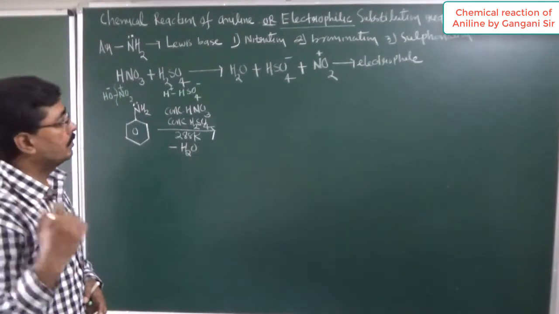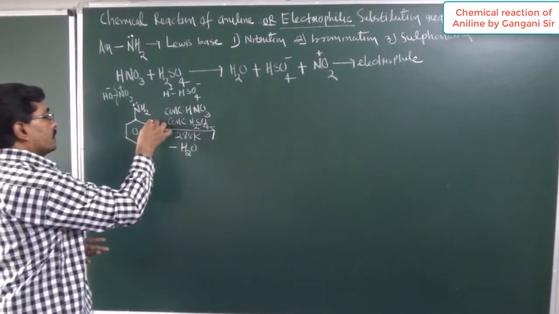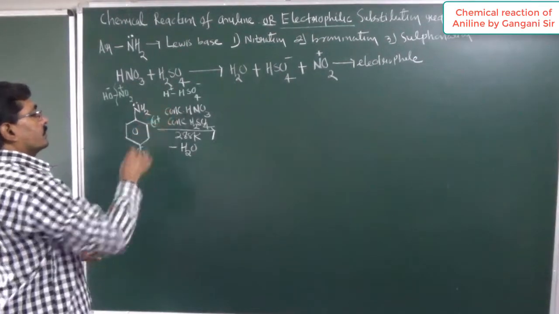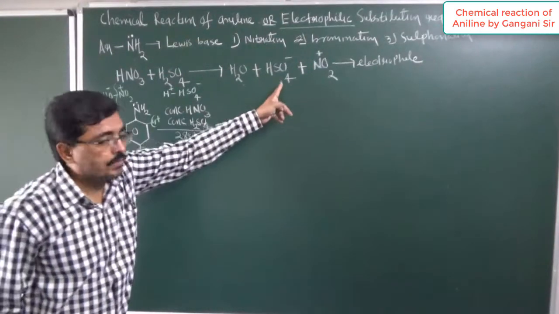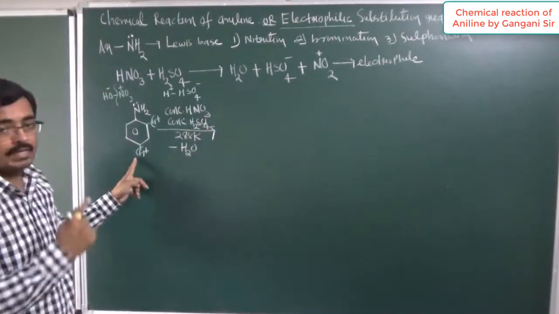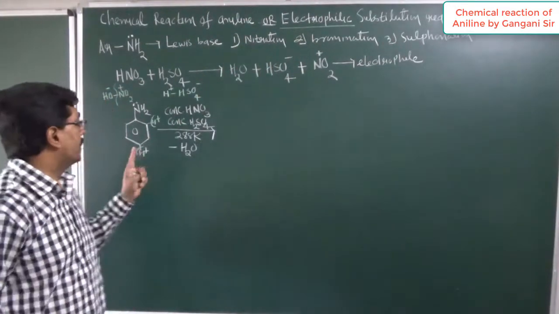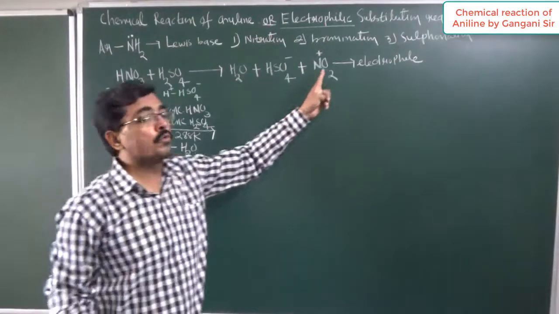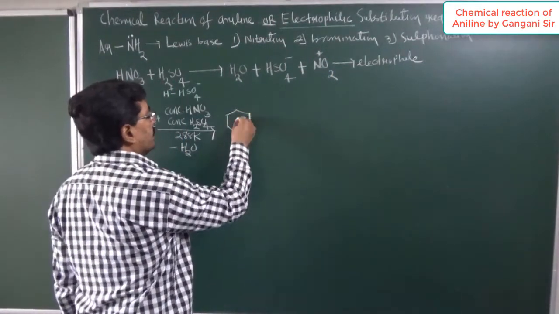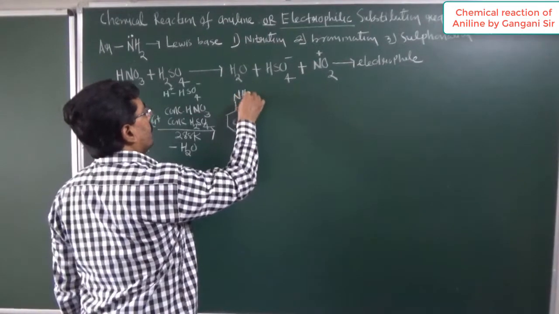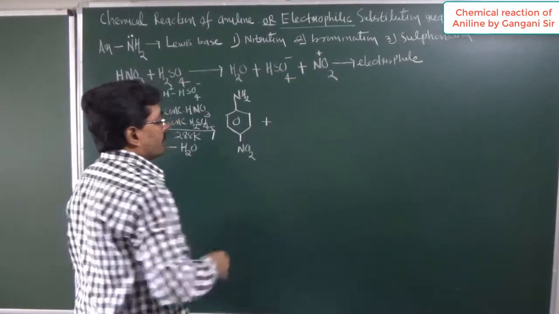Now here para position and ortho position are active. So at the para position, this HSO4 minus will take H plus ion, the electrophile will remove, and it will convert into sulfuric acid. Now in place of H plus, the NO2 group will enter, and as a result we will get para-nitroaniline. So para-nitroaniline will be obtained as a major product.